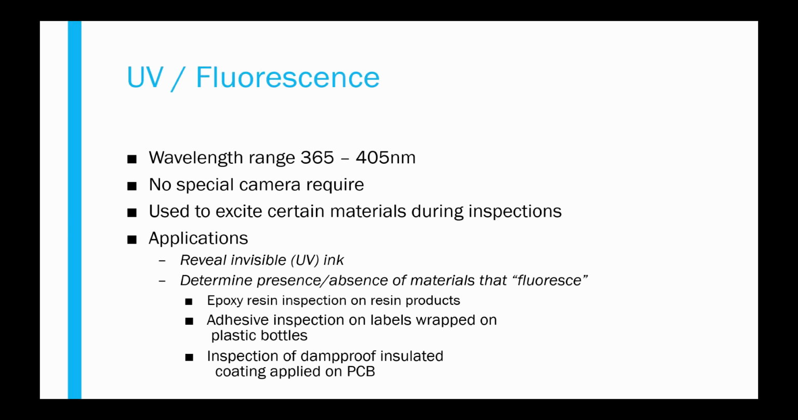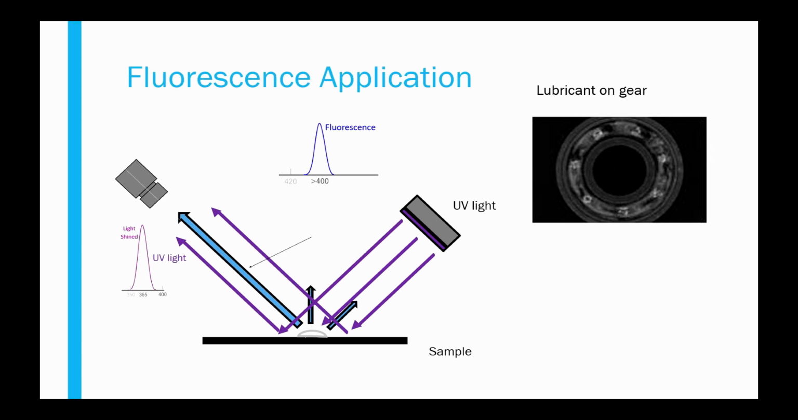And it is used to excite certain materials during inspections, and we use it for applications to reveal invisible or UV ink or determine presence or absence of materials that fluoresce. This is typically some type of epoxy resin or a resin product, some type of inspection on a label, anything that might damp-proof insulated coatings, lubricant, things along those lines typically have UV properties within them.